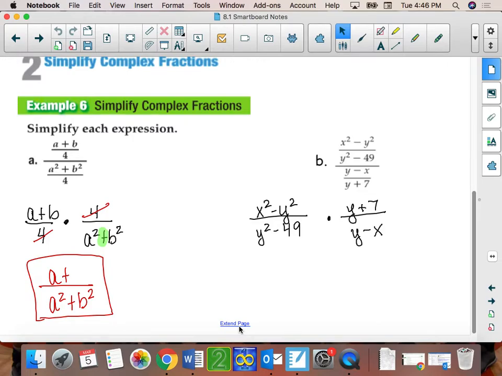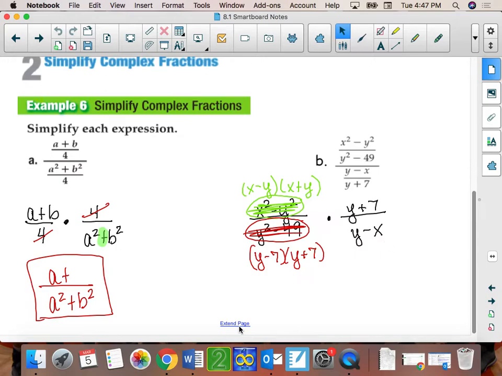So I'm going to start with this numerator. This is a difference of squares, so I can write that as x minus y and x plus y, and then I can get rid of that. This denominator also is a difference of squares. It would be y minus 7 and y plus 7, and mark that out. And the rest of these, so this binomial, there's no GCF, and this binomial, there is no GCF.